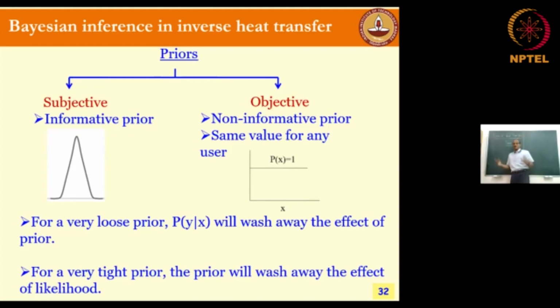For a very loose prior, the P of Y given X will wash away the effect of the prior. Suppose on the right side, if you give P of X equal to 1, the posterior, P of X given Y, and the likelihood, P of Y given X, will be the same. However, for a tight prior, the P of X and the P of X given Y will be very close. Therefore, it is a double-edged sword. Which is a double-edged sword? The prior. So the hallmark of the Bayesian is the prior. Use your smartness to get the prior.